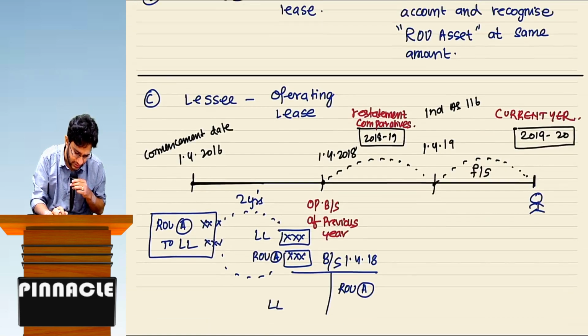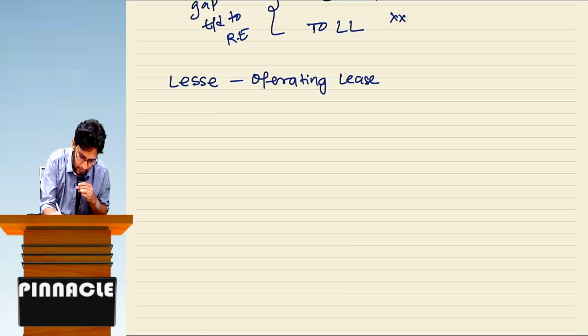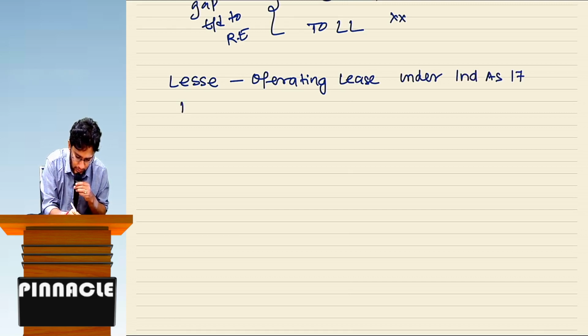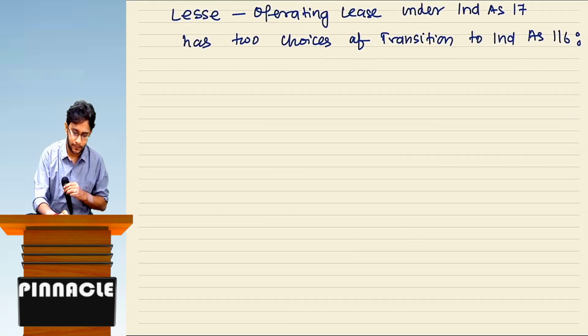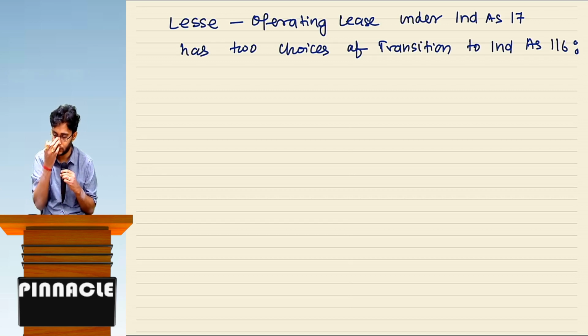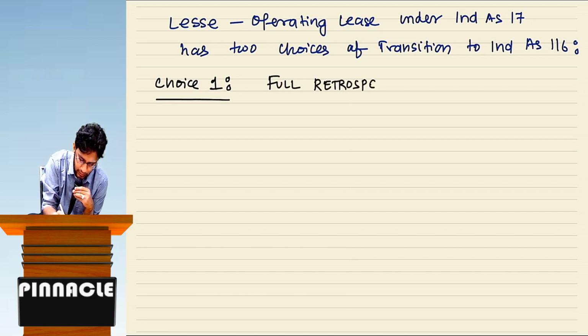Please write. You have written up to here, no, C, lessee operating lease. Under that, if you want, again put the heading, lessee operating lease. Under Ind AS 116 there are two choices of transition to Ind AS 116. Choice 1, full retrospective approach.